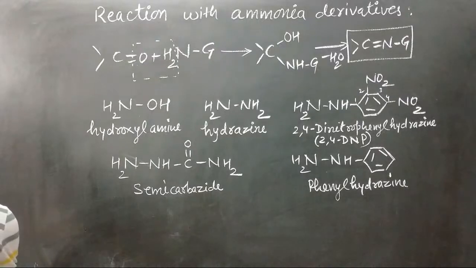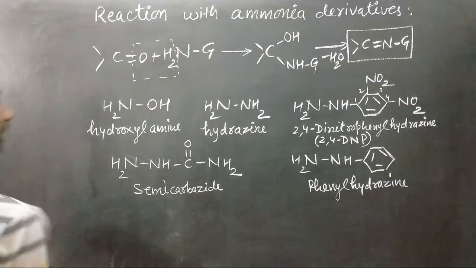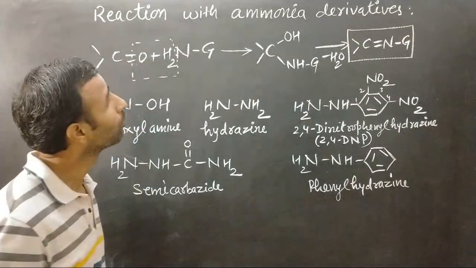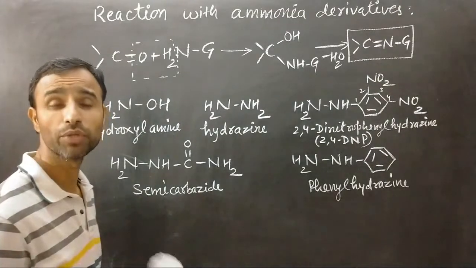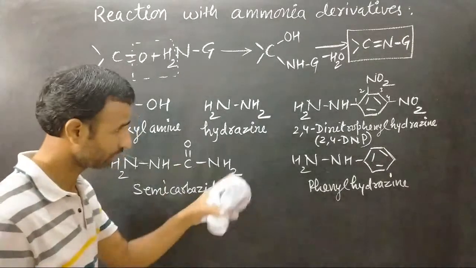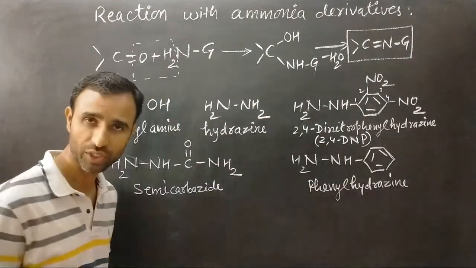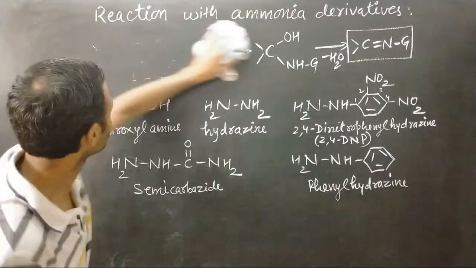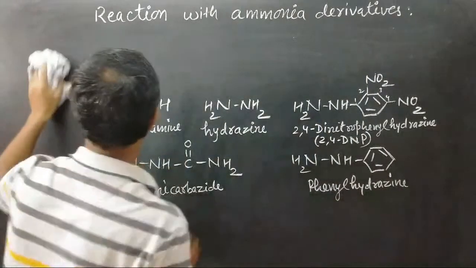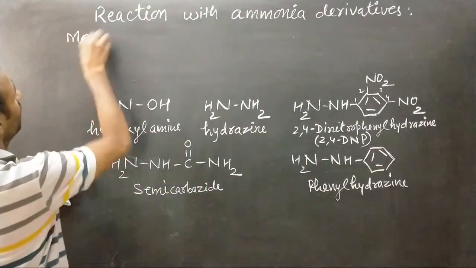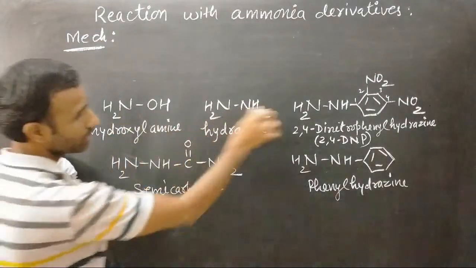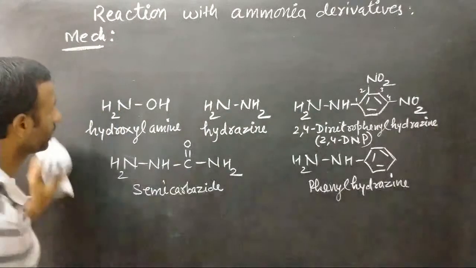So in these reactions, reaction with ammonia derivative, it is a pH controlled reaction. Why is it so? I'll let you know after the reactions, in the mechanism of this reaction. So first of all, let us go through its mechanism. Then we will discuss the reaction of each one of them.